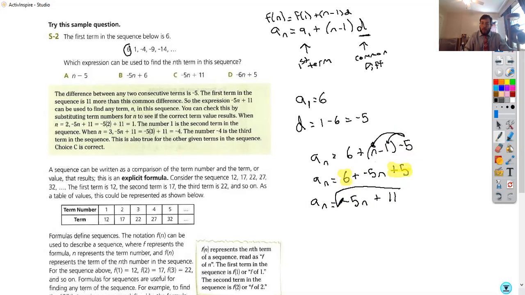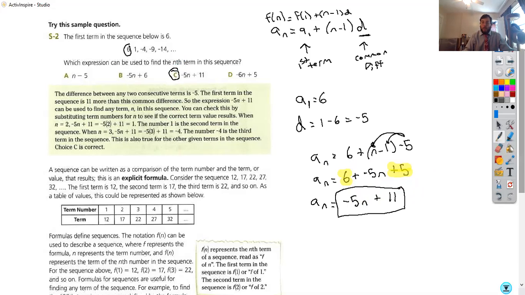So if we're looking for an explicit formula here, this is our formula, −5n + 11, that can be used to find any term in the sequence. So if we're looking up here, that's choice C. So if they wanted to know the 100th term in this sequence, we would substitute 100 for n and be able to find it that way.